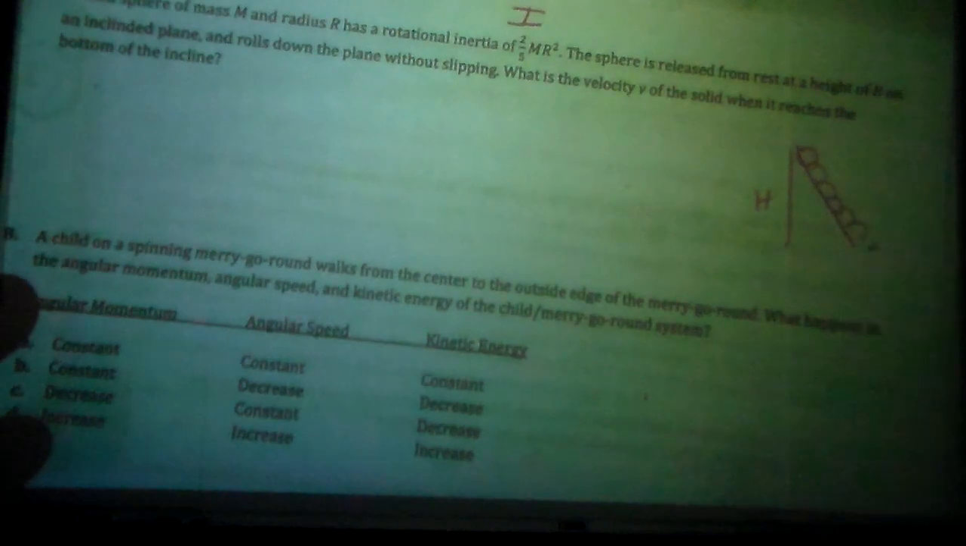Solid sphere of mass m and radius r has a rotational inertia of this. This is rotational inertia of the sphere. It is released from rest at a height h and rolls down without slipping. What is the velocity at the bottom? So we're going to use conservation of energy. I'm going from all potential. This is rolling, so it has both translational kinetic and rotational kinetic. This is mgh. Translational is 1/2 mv squared. Kinetic, rotational is 1/2 I omega squared.